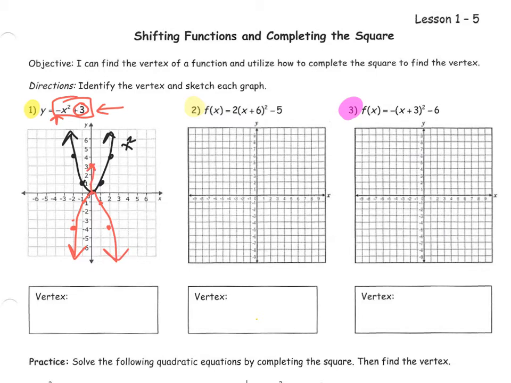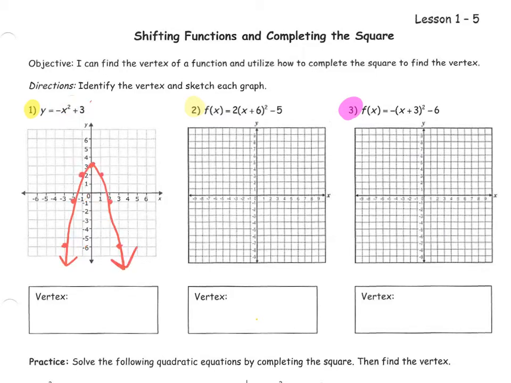And then you're going to plot those points. Okay, I know I'm drawing this on an iPad, so it's a little difficult, but try to make that as smooth of a curve as possible. And if I look at the vertex, that's our turning point, which is at (0, 3). Okay, and it's a maximum.